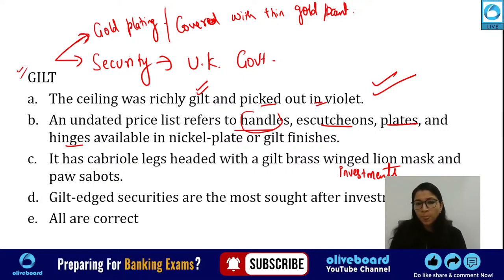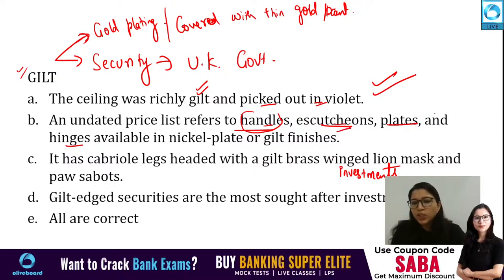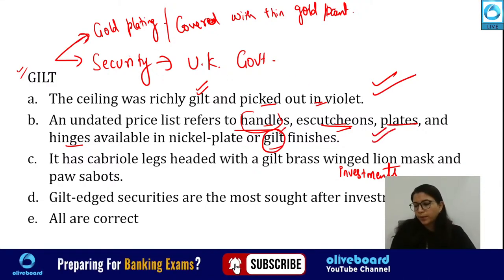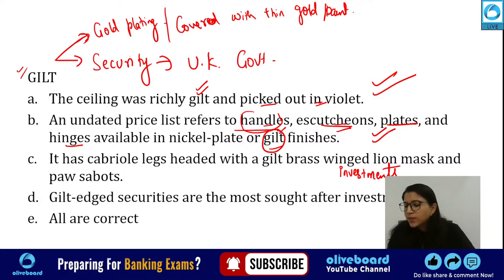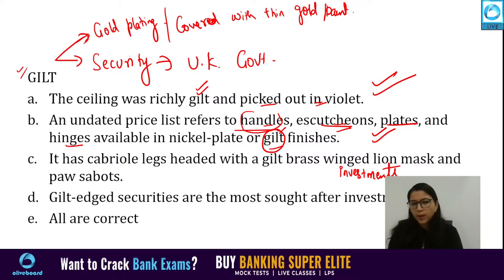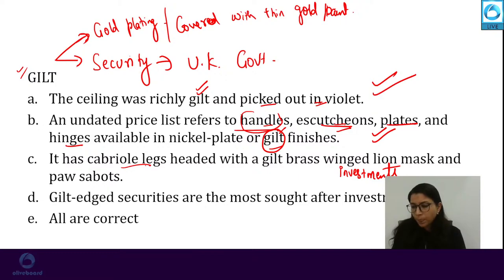Okay? So these all are the parts of door, handles, scotchions, plates and hinges available in nickel plate or gilt finishes. Here also gilt is used for that decoration only, gold plating. This is also correct. Scotchions, I told Madhurima, it is a kind of door, door handle and all. It is a kind of that only, scotchions. Next, it has cabriole legs. Cabriole legs is a type of leg we use in furniture.